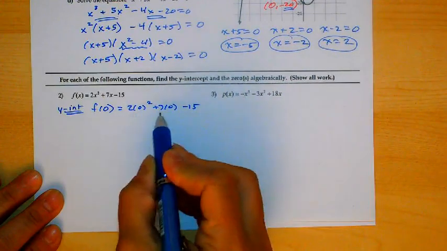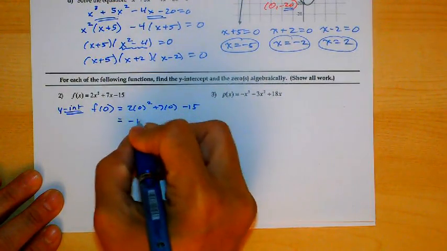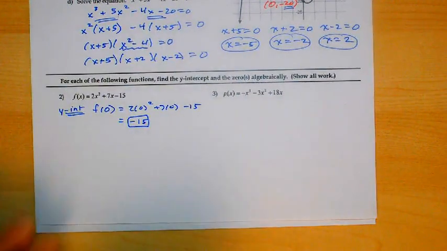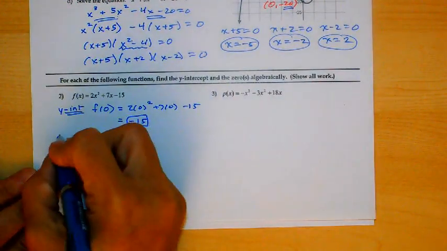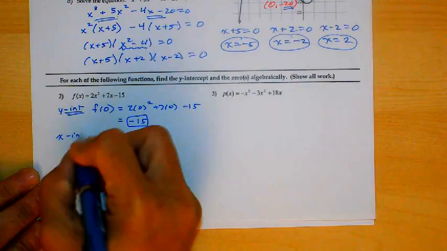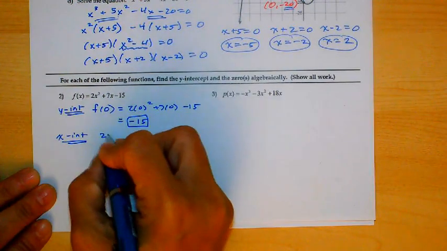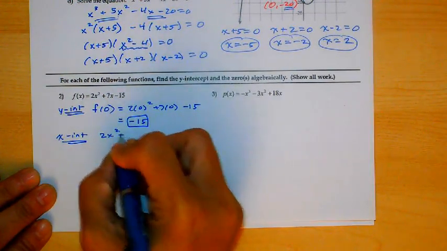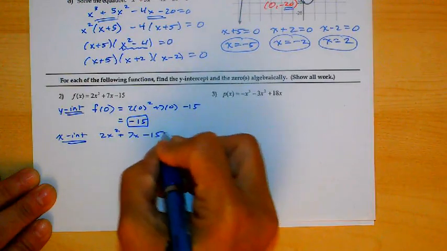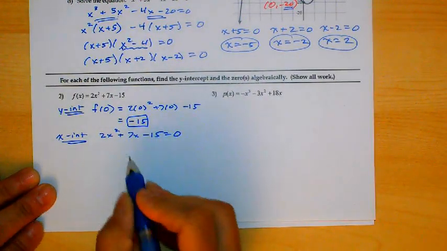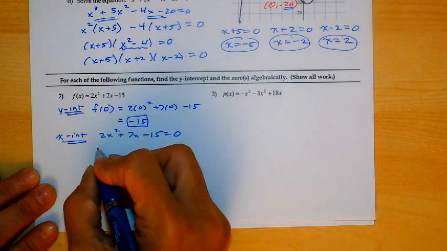Again, fairly simple computation there, and we get negative 15. Let's find the x-intercepts next. We will set the function equal to 0. And now we've got to try a way to factor or unfoil this.